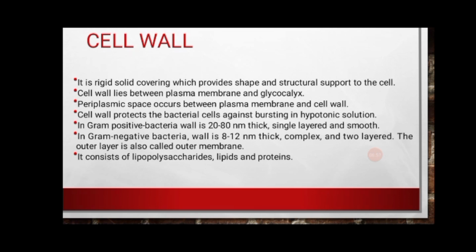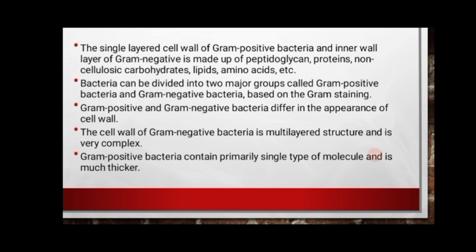In gram-positive bacteria, the cell wall is about 20 to 80 nanometer thick, it is single layered, and it is smooth. In gram-negative bacteria, the wall is 8 to 12 nanometer thick, complex, and two-layered. The outer layer is also called the outer membrane. It consists of lipopolysaccharide, lipid, and some proteins. The single layered cell wall of gram positive bacteria and the inner wall layer of gram negative bacteria is made up of peptidoglycan, protein, and non cellulosic carbohydrates, lipids, and amino acids.